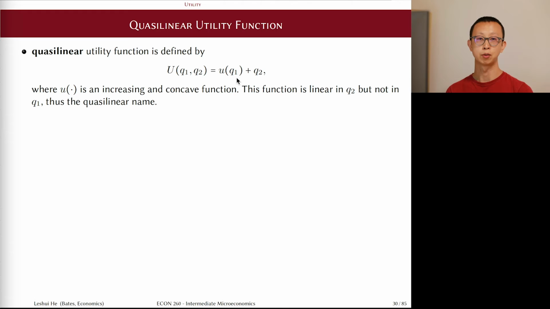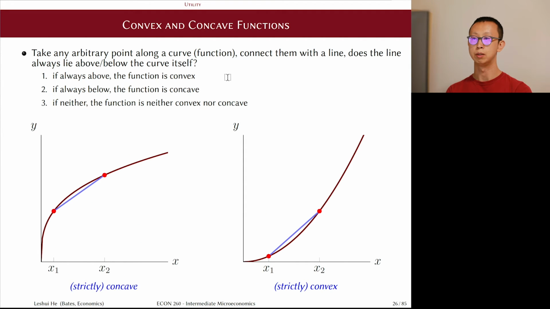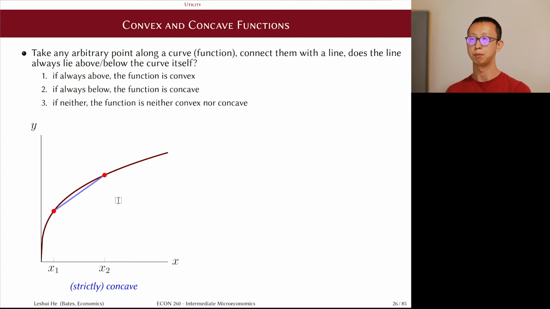Therefore, its name of quasi-linear utility function. Usually, u here is an increasing and concave function. What that means is as I have more of good 1, my utility is going to increase, but the rate of increase is going to decline as I have more and more of good 1. If you think back to our graph of a concave function, the shape of a downward bending curve would describe this type of property.